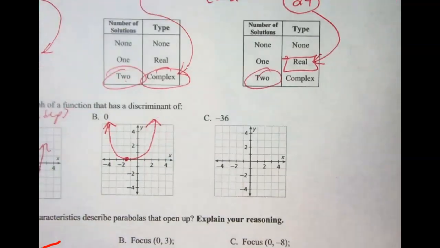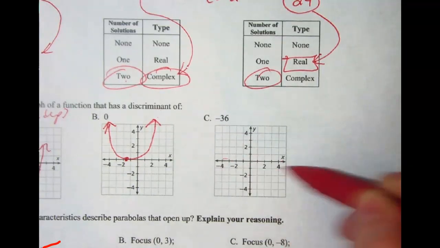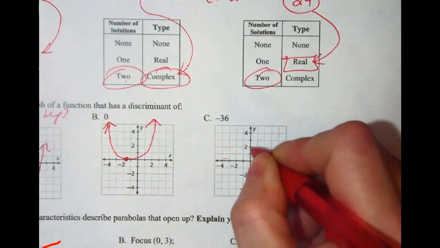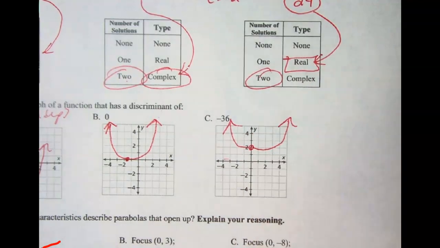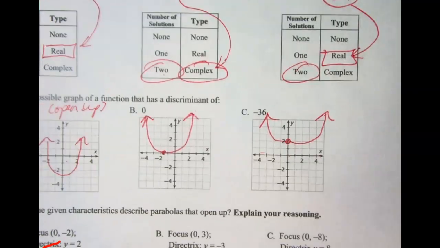And then we have -36. So remember, when we have negative, that's going to be above the x-axis. It can't be 0, so it could be anywhere like this. And then, again, for a negative, there's two answers. So we have to make sure we have two sides here. So, again, it opens up.